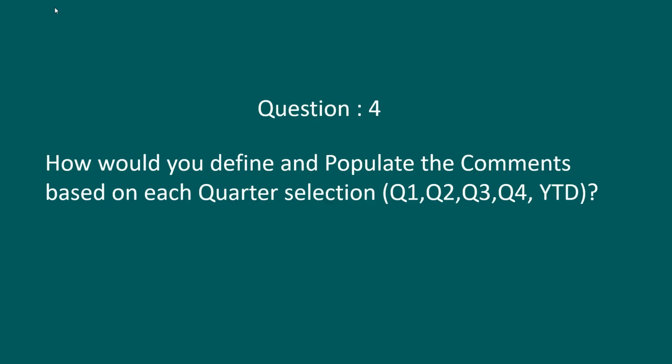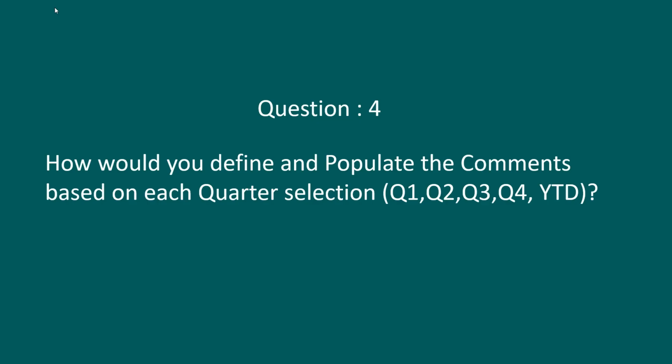Let's go to the fourth question: how would you define and populate the comments based on each quarter selection, Q1, Q2, Q3, Q4, and YTD? For example, imagine we have a visual based on a quarter selection. It has to change, give a heading, and populate specific comments in the table header or wherever it is needed.